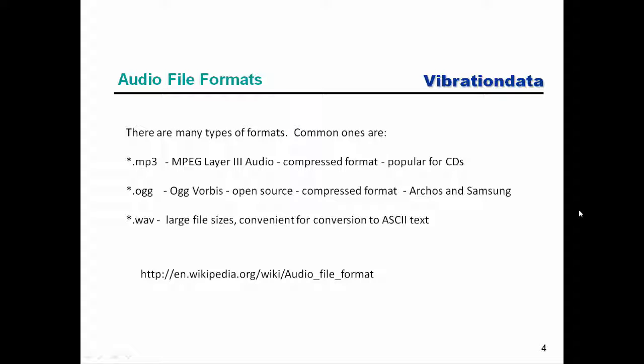Then there is the WAV format, and this format has very large file sizes, but it's a very convenient file format for converting that sound file into ASCII text data. And for our purposes, we do need to convert our sound file into ASCII text data so that we can do some post-processing in MATLAB or in Python. And if you'd like to know more about different types of audio formats, there's a Wikipedia site that you can go to.